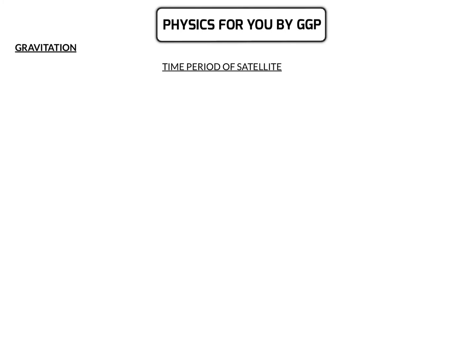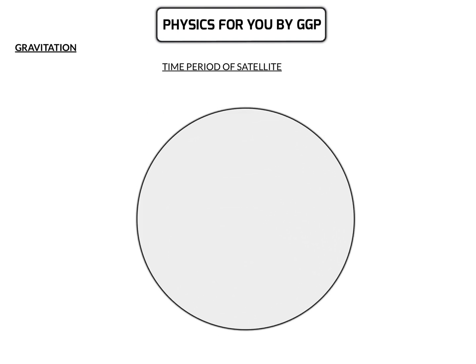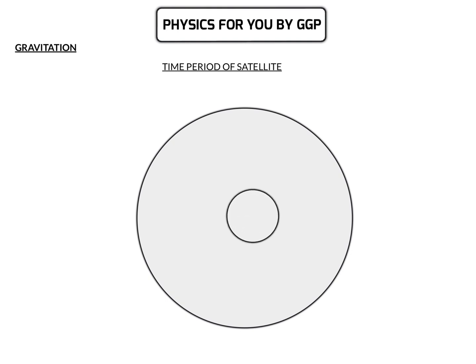So in this video, we'll discuss the time period of a satellite. We are going to find out the value of the time taken by a satellite to complete one full revolution. If a satellite is revolving around a planet, in the last part we discussed with what velocity it is going to move.